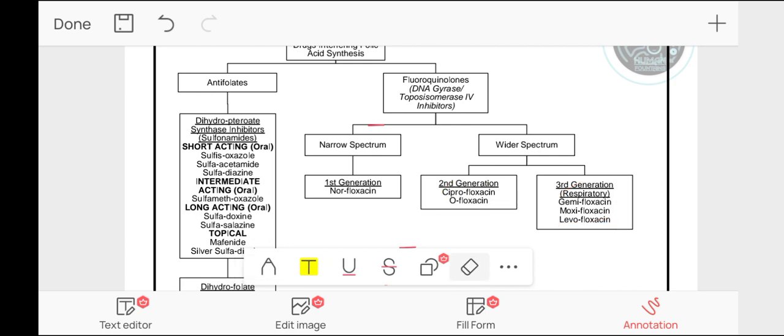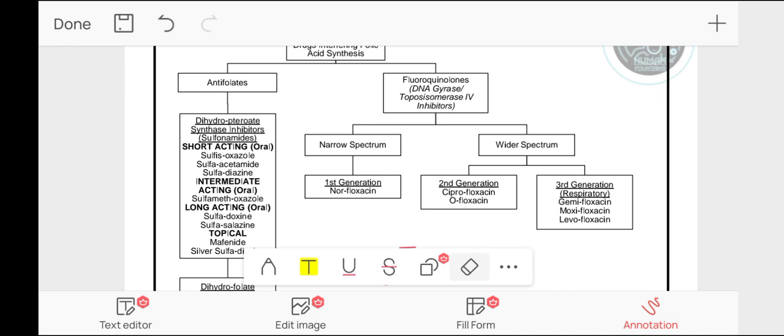The first generation, norfloxacin, is derived from nalidixic acid and has activity against urinary tract infection pathogens, while the second generation fluoroquinolones include ciprofloxacin and ofloxacin. These have activity against both gram-negative and gram-positive organisms, gram-positive cocci, and are also active against mycobacteria and atypical pneumonia caused by Mycoplasma and Chlamydia pneumoniae.